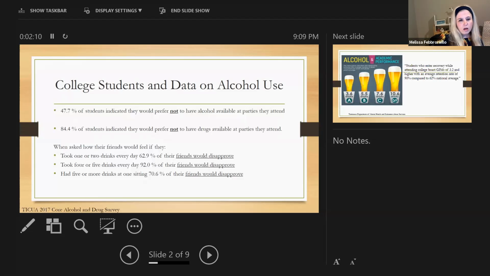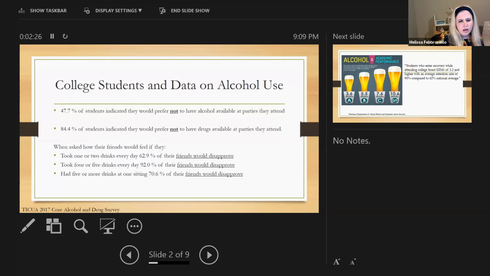And then 47.7% of the students indicated that they would prefer not to have alcohol at the parties that they were attending. 84.4% of the students indicated they would prefer not to have drugs available at these parties as well.